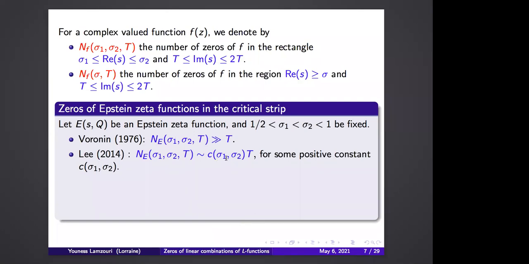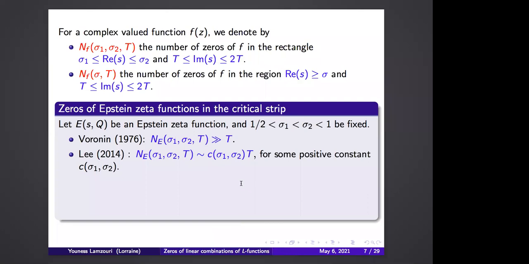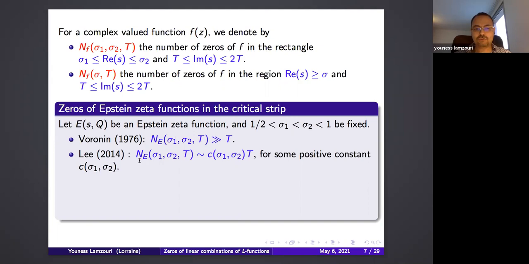Excuse me, Eunice. For the result of Voronin, you need T to be larger than something. Yes, of course. For T large. All these results are for T large. Okay. So Lee in 2014 improved this to an asymptotic formula where this number of zeros is asymptotic to some constant that depends on E, sigma 1, sigma 2. For simplicity, I didn't put the dependence on E.